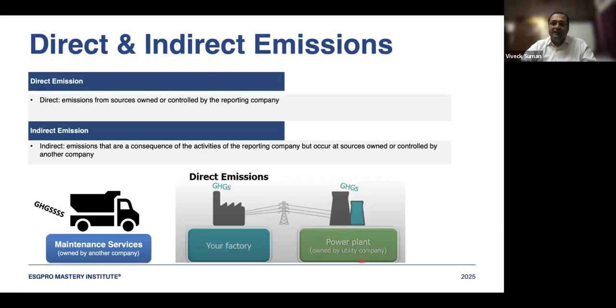Which book will you refer for source identification? IPCC. ठीक है? IPCC का AR6 is the recent guideline which quantifies the GHG emission in various sectors.